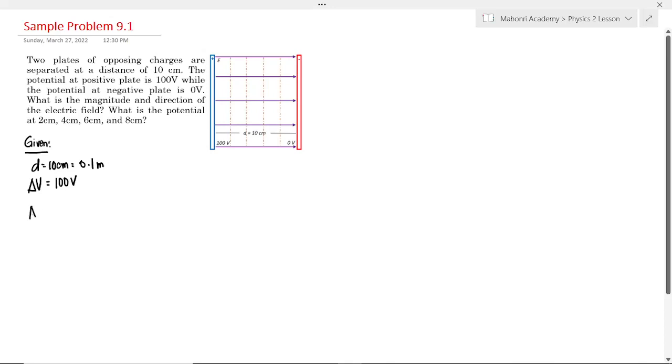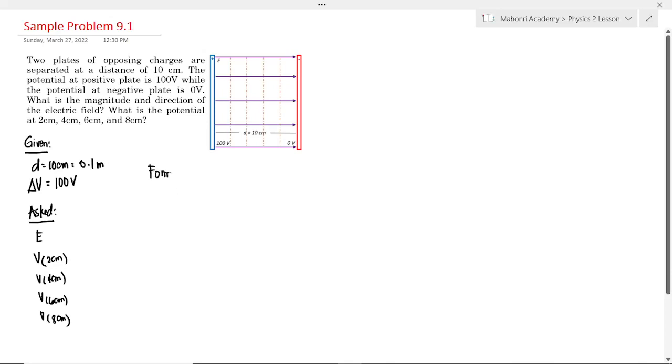So what is being asked is, first, what is the magnitude of the electric field? Earlier we discussed that using the electric potential, we can actually find the electric field. Moreover, now it's asking what would be the potential at 2 centimeters, 4 centimeters, 6 centimeters, and 8 centimeters. So how are we going to solve this?